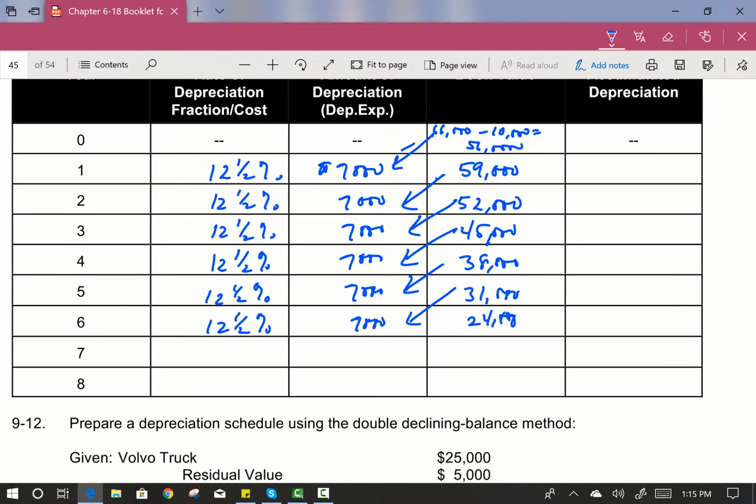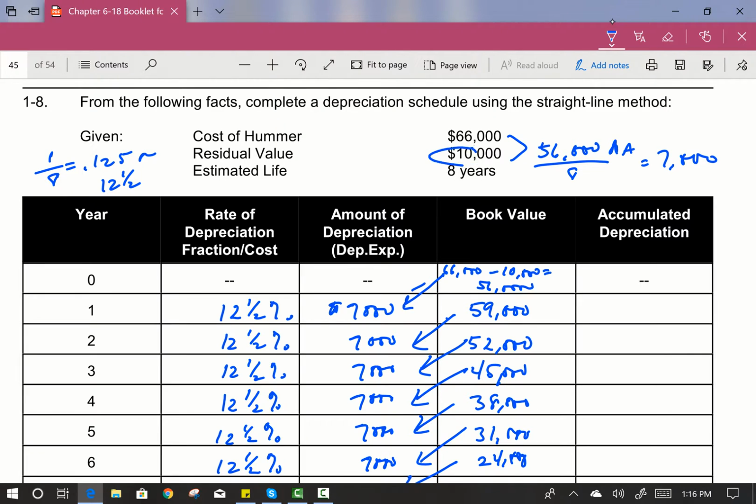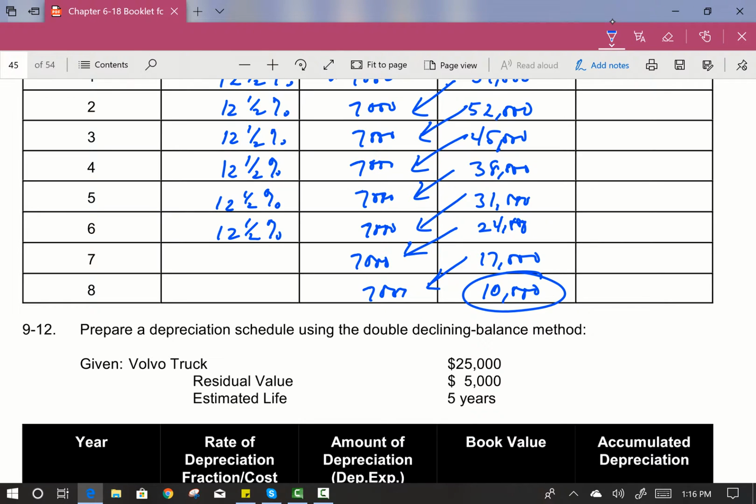Okay, and then 24,000. Oh, I forgot my eighth year, minus $7,000 equals 17,000. And then 17,000 minus 7,000 gives me $10,000. And notice that my $10,000 does not go below the residual value of $10,000. Okay, and that was obviously 12.5% for the 7th and the 8th year as well.